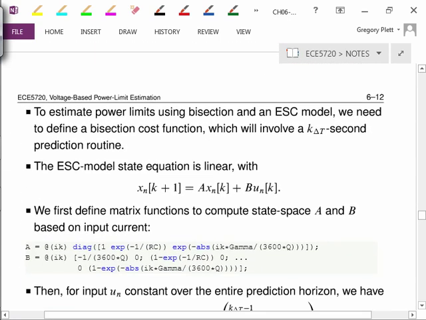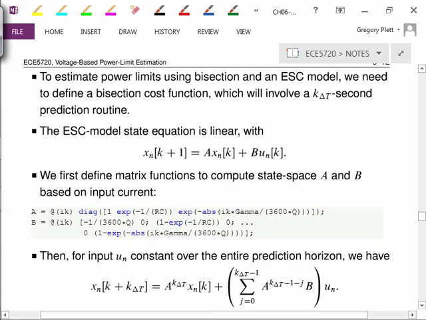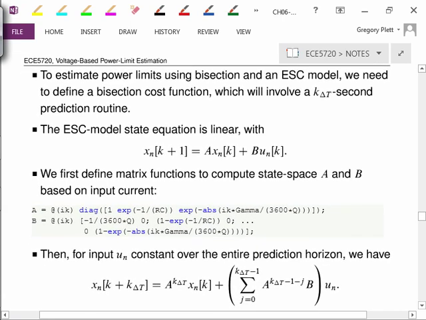So we need then to create a bisection function h, if you will, that I can use with the bisection code that simulates the ESC model for k delta t samples in order to see what value of current is going to give me the right limits.